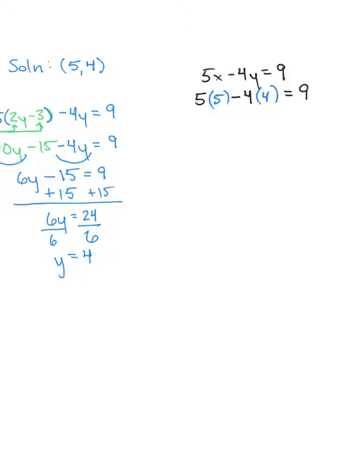If we multiply, we get 5 times 5 is 25, minus 4 times 4 is 16. I want to know, is this equal to 9? And yes, it is. So we're good there. Okay, so now let's plug it into the second equation.